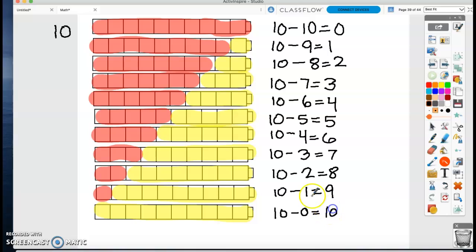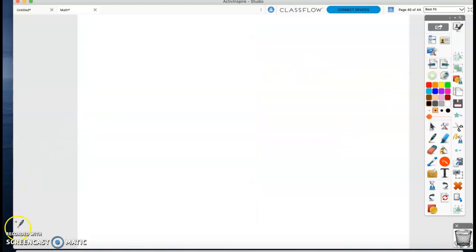10. Awesome job. Do you notice a pattern? Yes, it's the same pattern as last time. Our first number stays the same. We go down, and then our numbers go up. Awesome job learning today.